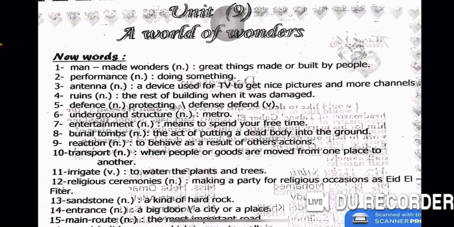Sandstone, a kind of hard rock. Entrance, a big door, a city or a place. Main route, the most important road.